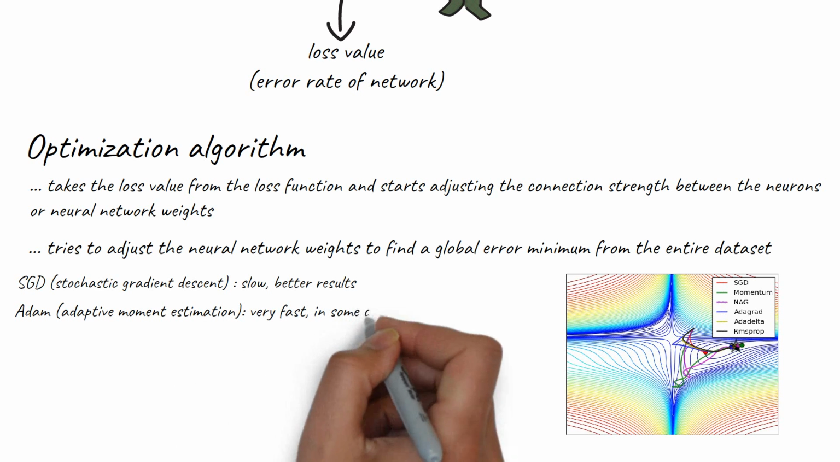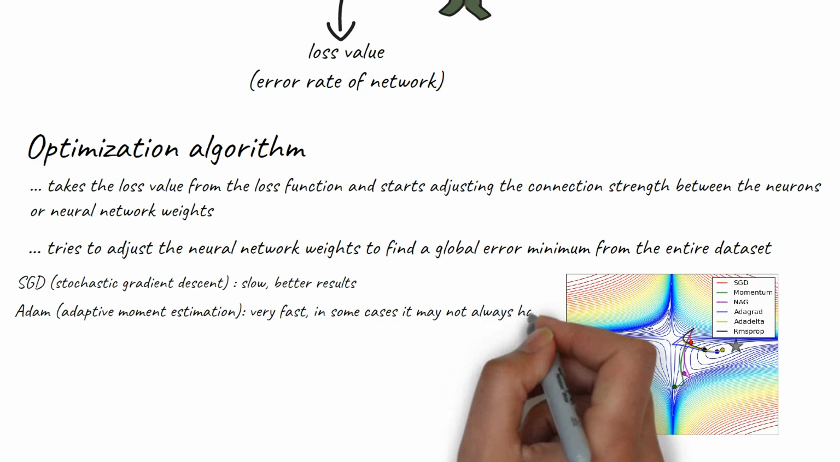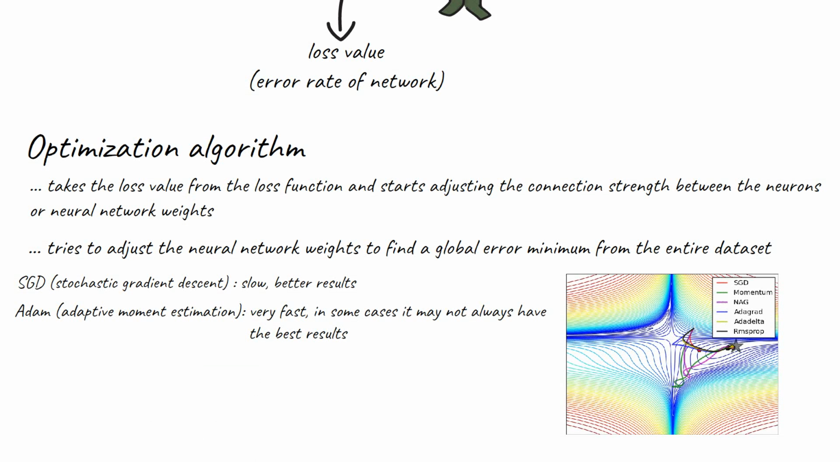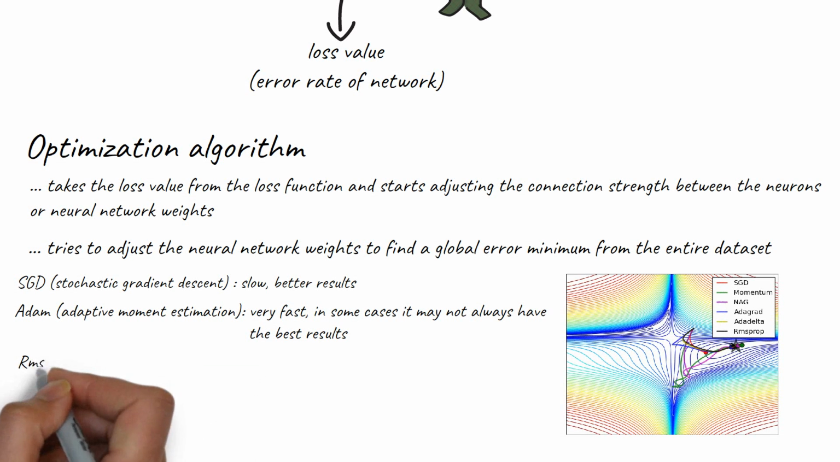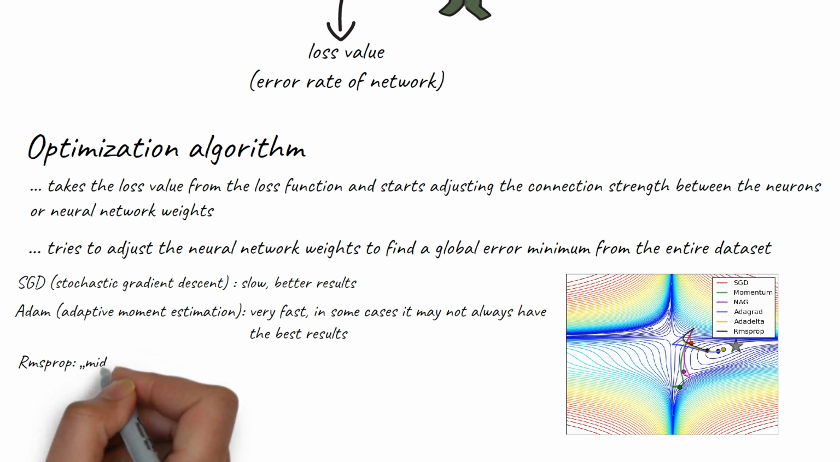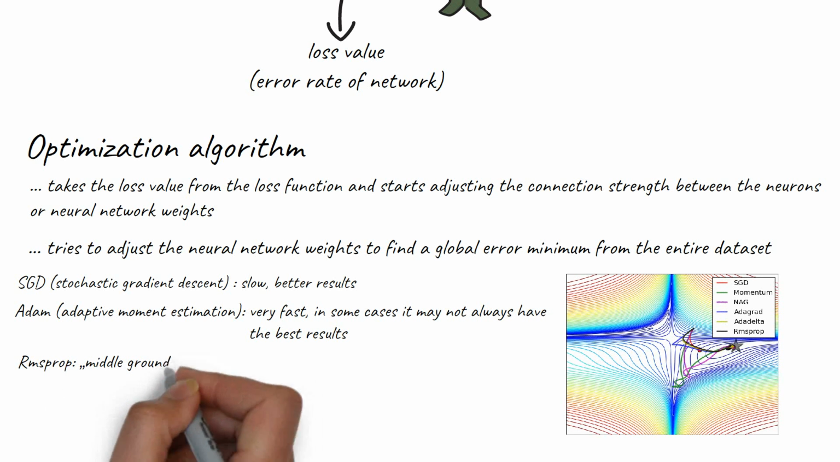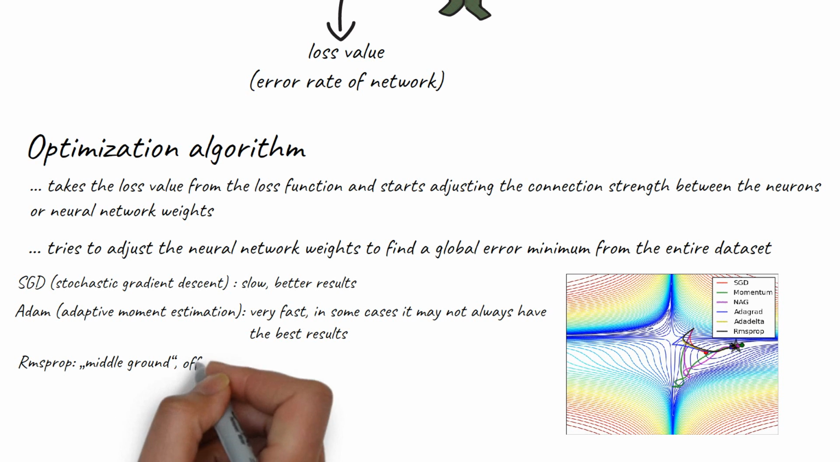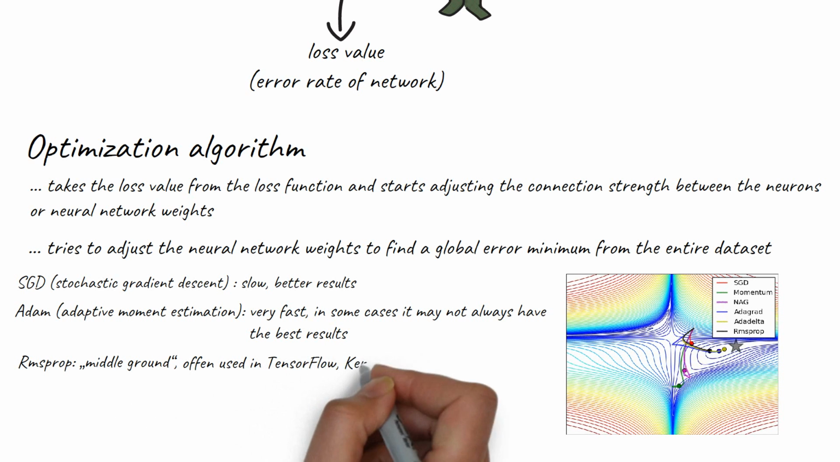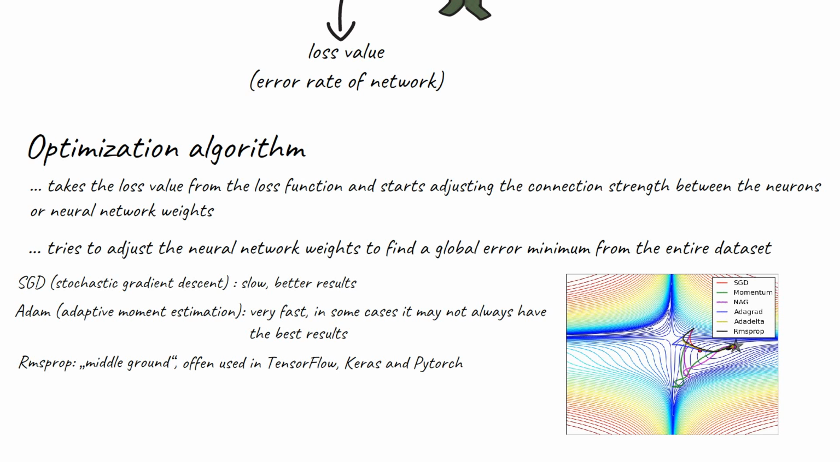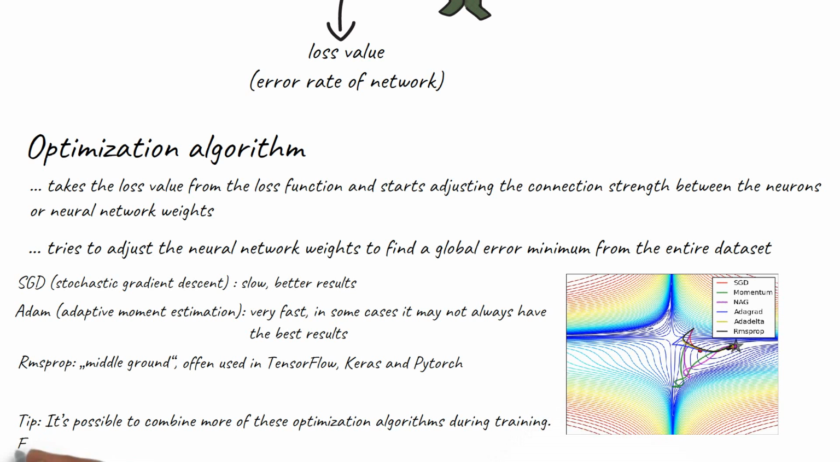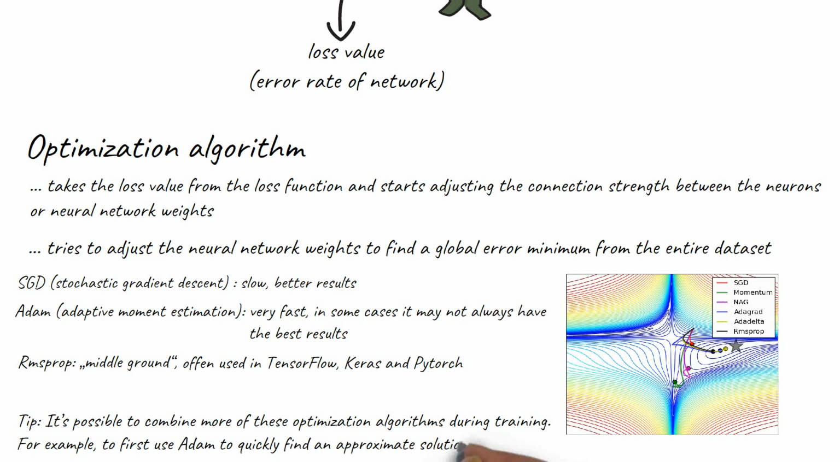It's very fast, but in some cases it may not always have the best results. And the last algorithm is RMSprop, which is the so-called middle ground between the previous 2 algorithms. It is often used in TensorFlow, Keras and PyTorch frameworks. And one more tip. It's possible to combine more of these optimization algorithms during training. For example, to first use ADAM to quickly find an approximate solution and then use SGD to fine-tune.